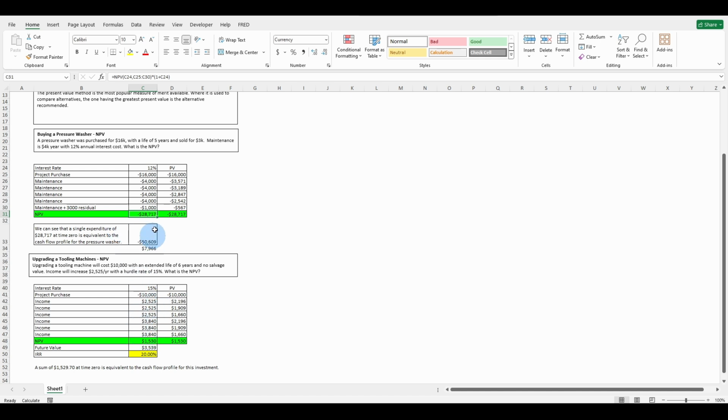You have to do a full-blown analysis to justify buying this pressure washer, and do a net present value equating to some benefit. Looking at this present value, it just indicates there's a long-term expense there, and it has to be offset by an increase in revenue somewhere.